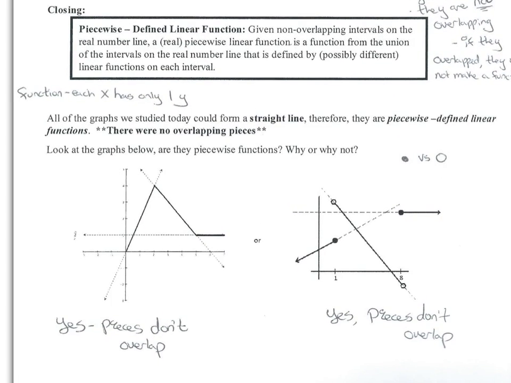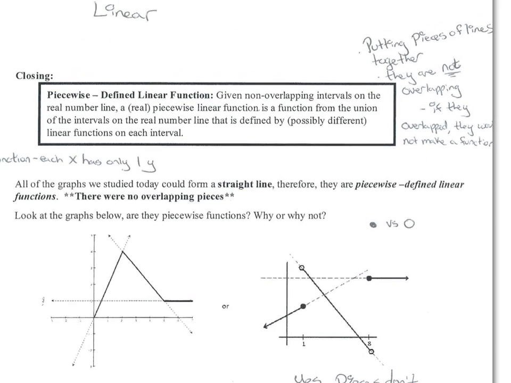Closing. Piecewise defined linear functions. Given non-overlapping intervals on a real number line, a piecewise linear function is a function from the union of intervals on the real number line that is defined by possibly different linear functions on each interval. Wow, that seems difficult to understand. So let's pick out some pieces on it.